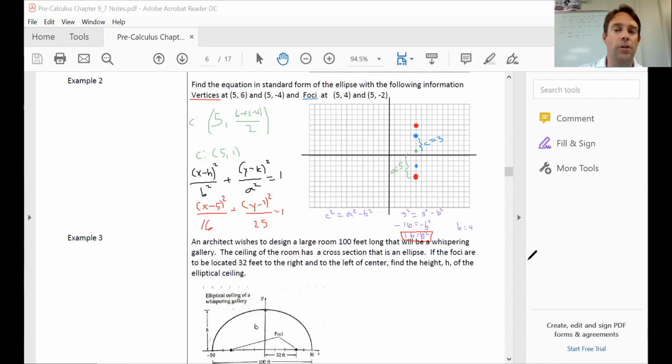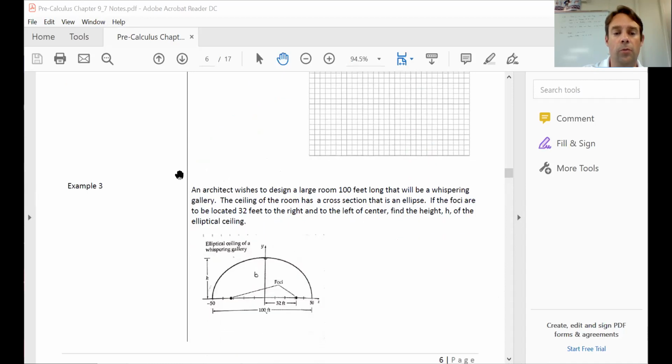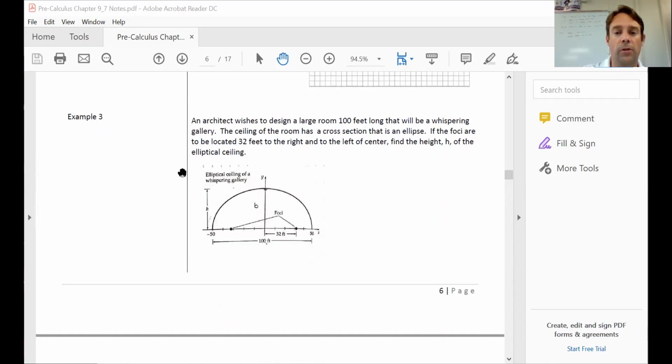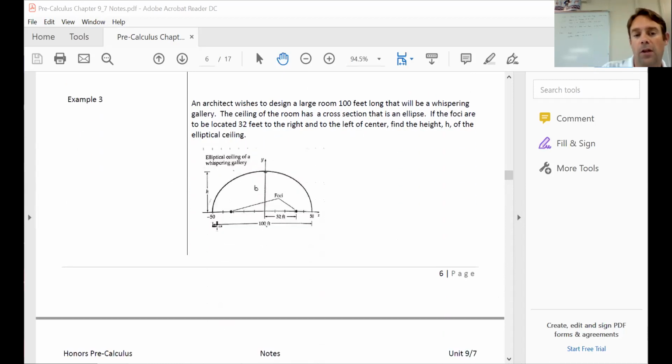All right, we got one more to go here. So let's go ahead and take a look at that last one here. What happens if I try to give you something a little bit more? An architect wishes to design a large room 100 feet long. So 100 from this value to that value. Okay. So if it's 100 feet long, the ceiling of the room has a cross section that is an ellipse.